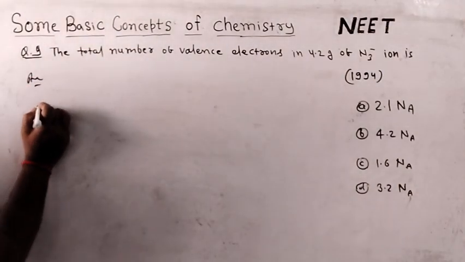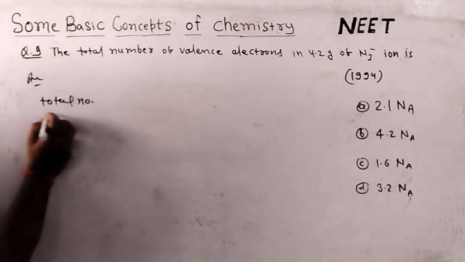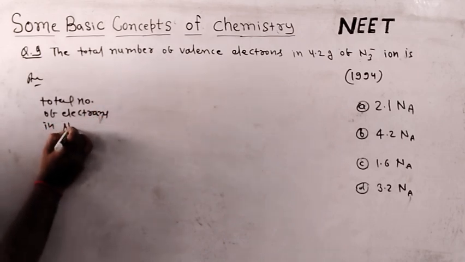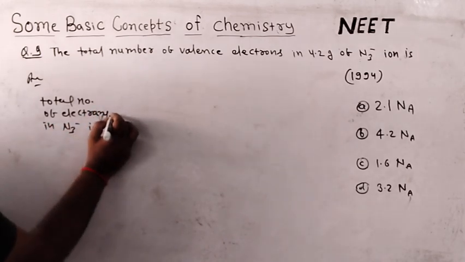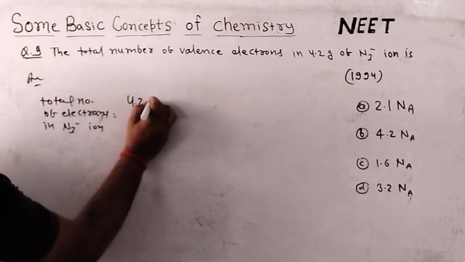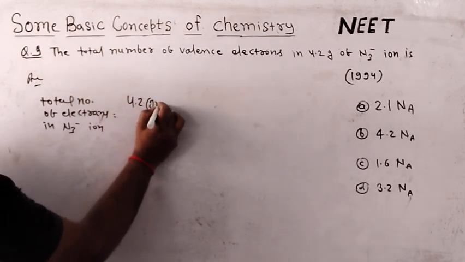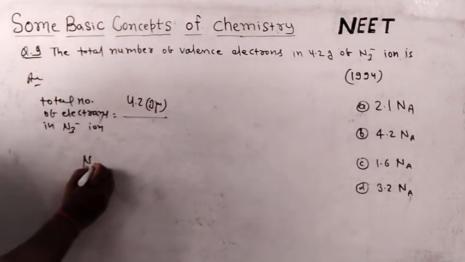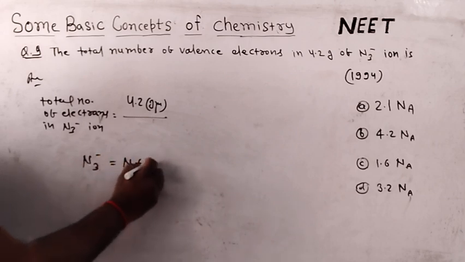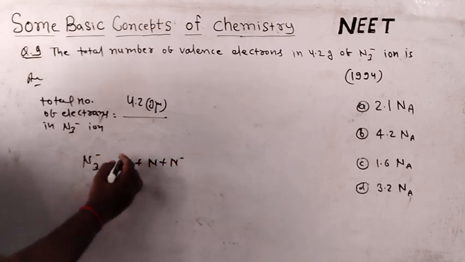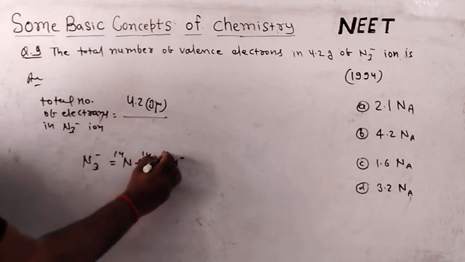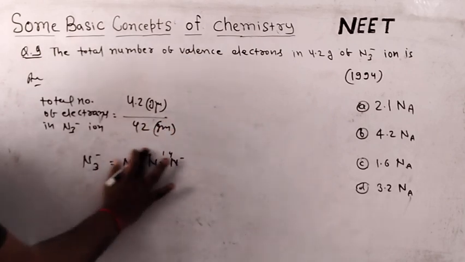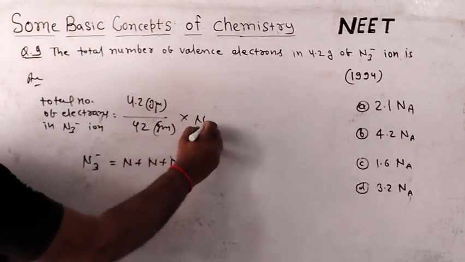Answer is total number of electrons in N3 single minus ion is given mass. Given mass is 4.2 gram, and divided by mass of N3. Now N3 single minus is N plus N plus N. So N single minus, here mass is 14 plus 14 plus 14, 42 gram. Now multiplied by the Avogadro number.